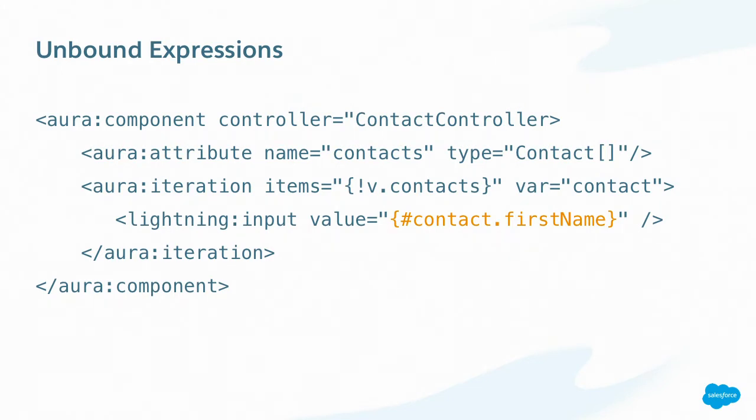Why unbound? Because once we set the value, we completely decouple these two things, the model from the UI element. We set the value, and then that's it. They don't know about each other anymore. The biggest misconception about unbound expressions is that a lot of people think that this is one-way data binding. So that, in other words, the UI element is still bound to the model, and if the model changes, the UI element is going to change. That is not the case. This is actually one-time data binding.